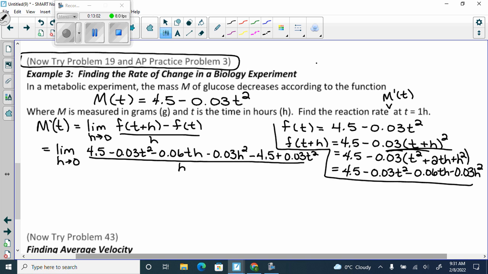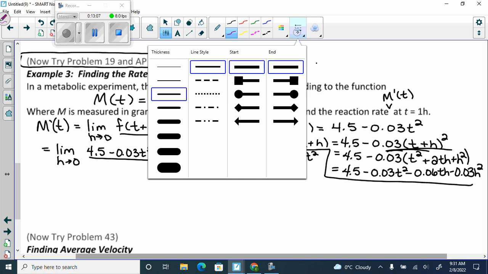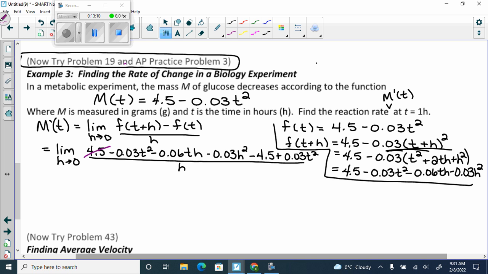So anything with t's now needs to go away because t's are just x's, right? So 4.5 and 4.5 need to go away because they don't have an h. Anything without an h needs to go away technically. And then 0.03 t squared and positive go away. And so then I'm left with the limit as h goes to 0 of, take an h out, 0.06 t minus 0.03 h all over h. When the h's are gone, my problem is gone. So I can plug 0 in for h.